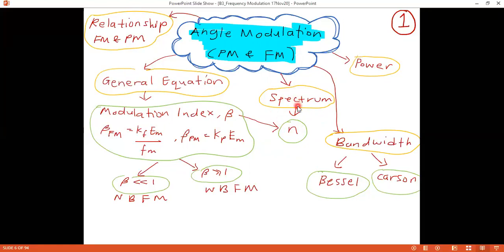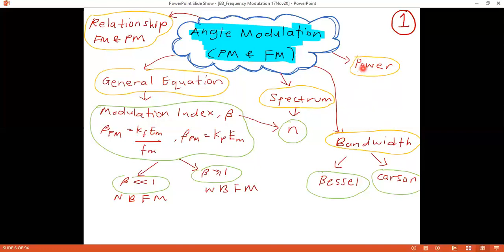So we learn about spectrum, and we also learn about bandwidth. But in FM there are two approaches to measure bandwidth. First is the actual bandwidth, Bessel, and another one is the approximate bandwidth, Carson. For Carson, this is an approach to have more efficient use of bandwidth, but not compromising the power performance. And next we also have the power for our angle modulation.